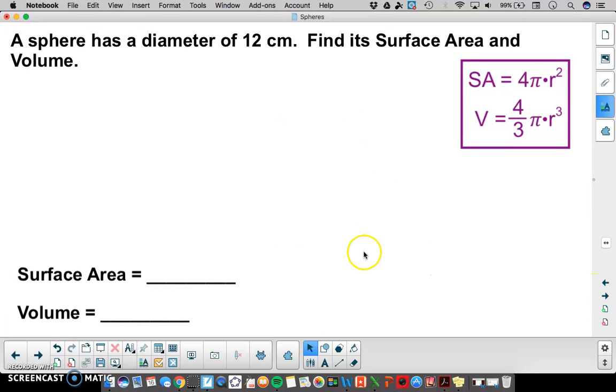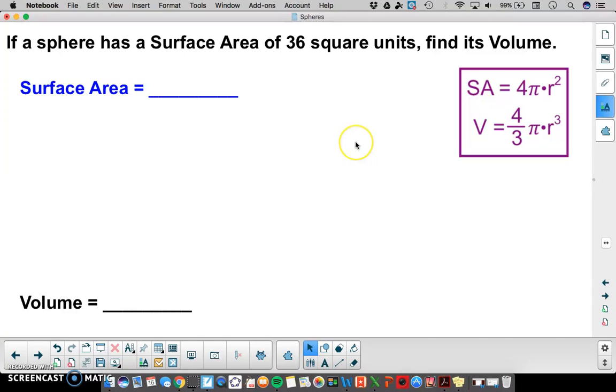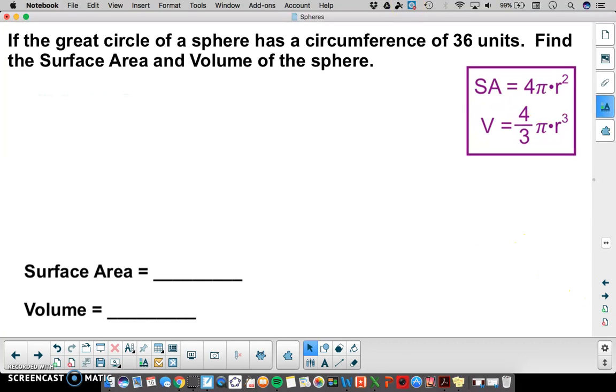I want you to find the surface area and volume of a sphere with a diameter of 12 centimeters. Next, if a sphere has a surface area of 36 square units, find its volume. Next, if the great circle of a sphere has a circumference of 36 units, find the surface area and volume of the sphere. Notice what you're given here. You're given the circumference, so you would need to find the radius first.